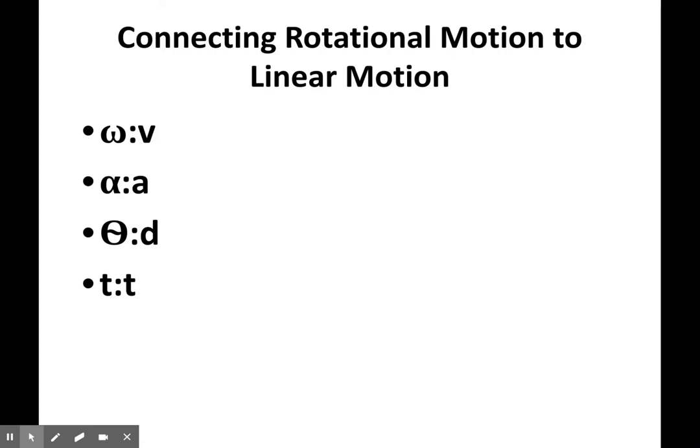Now, when we're connecting linear motion to rotational motion, we're going to be using a lot of the same equations that we've used before, but in terms of rotational motion. To show you how the symbols compare, omega is the same as v, alpha is the same as a for acceleration, your angle is the same as your distance, and time is the same.